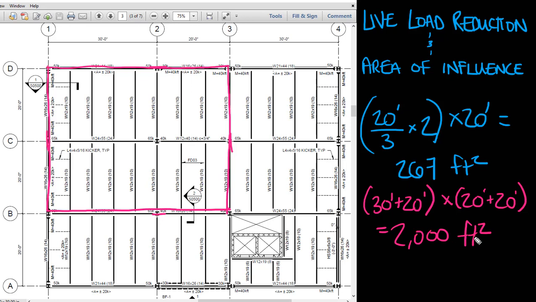And keep in mind that this is 2,000 square feet per floor, and this column is carrying 3 floors. So really this should be 6,000 square feet for the area of influence for this column. And so what are the chances that this entire area on all 3 floors is completely filled with people? Well, the chances of that happening are relatively slim. And so that's where the concept of live load reduction comes into play.